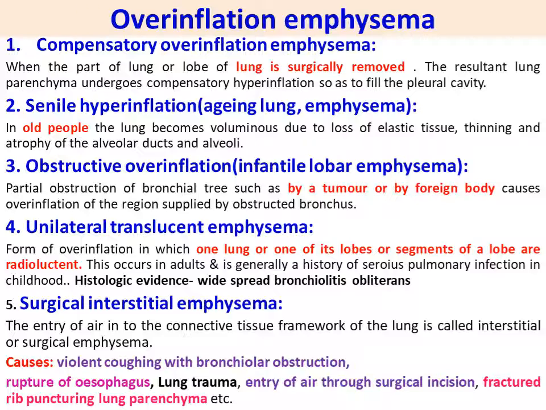Rupture of the esophagus: whatever food we take, if the esophagus ruptures, this affects the lungs. Then lung trauma, that is lung damage due to an accident. Entry of air through a surgical incision: during incision, in some way air entry happens. Fractured rib puncturing or damaging the lung parenchyma. So lung trauma due to damage of the esophagus, surgery, or a fractured rib compressing the lung causes surgical interstitial emphysema.